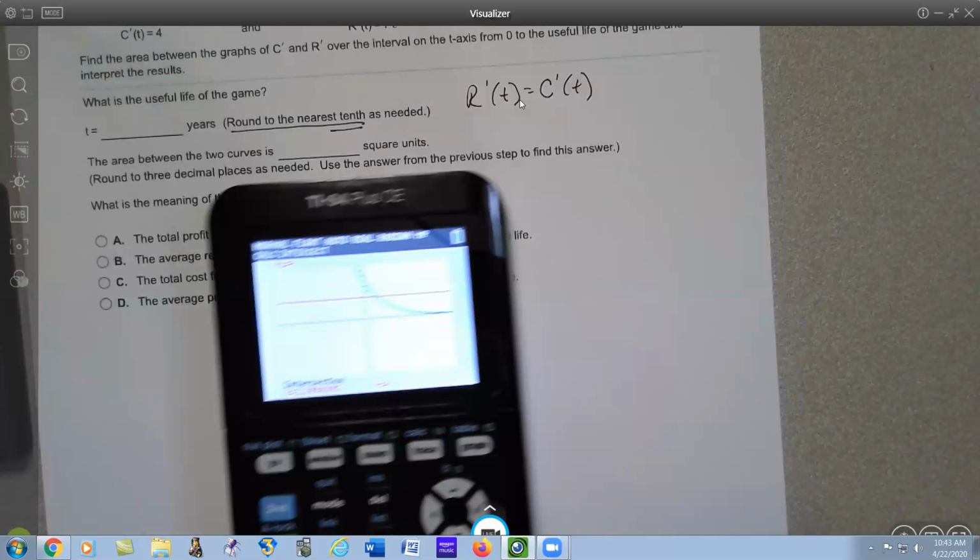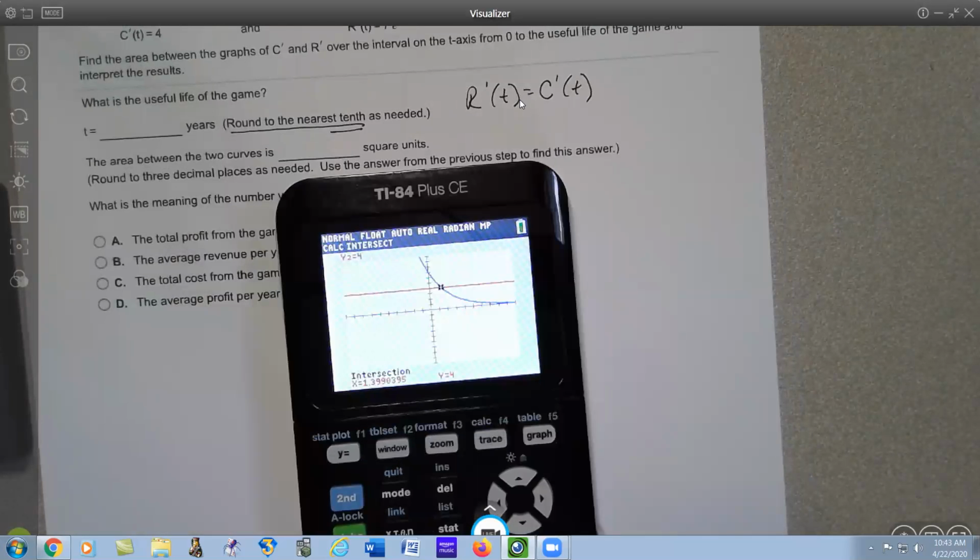Focus. Did you get that as your intersection? Yes. Okay, I need a second, Peyton. Yeah, I got it. Okay. Now, how would you type the answer in?